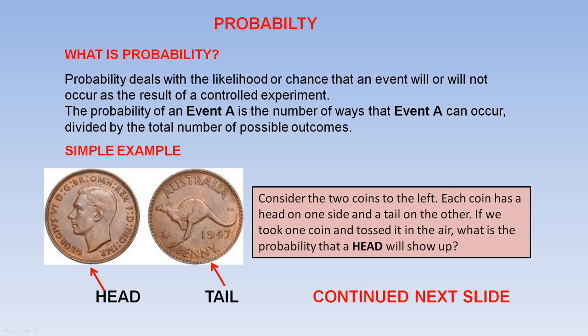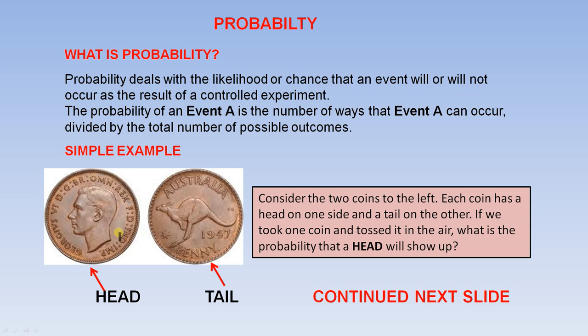Probability. What is probability? Probability deals with the likelihood or chance that an event will or will not occur as the result of a controlled experiment. The probability of an event A is the number of ways that event A can occur, divided by the total number of possible outcomes. Now here's a simple example.